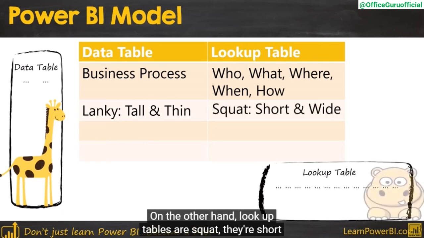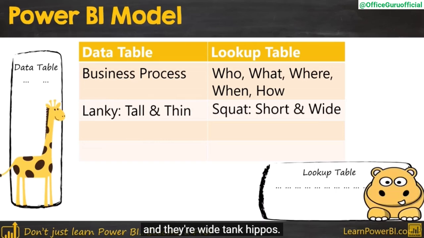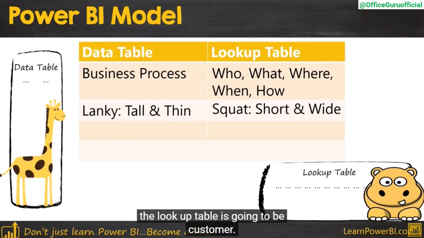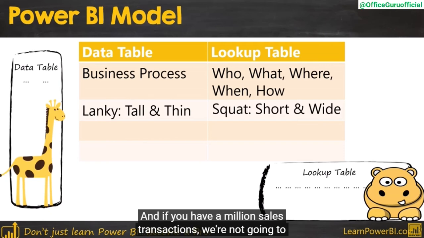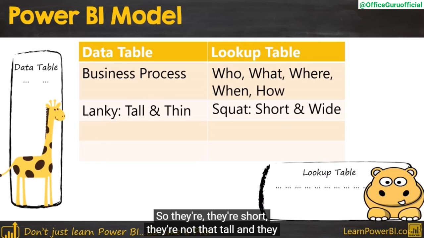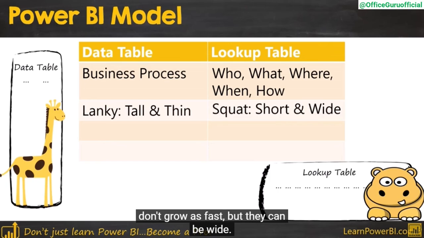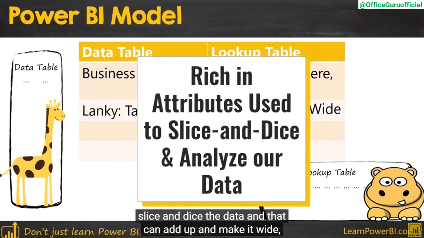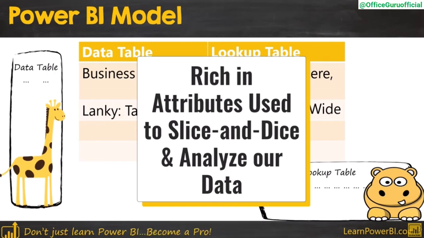On the other hand, lookup tables are squat. They're short and they're wide. Think hippos. All right. So imagine a data table with, if it's sales, the lookup table is going to be customer. And if you have 1 million sales transactions, we're not going to have 1 million customers or 1 million products, right? I mean, I don't know, maybe we'll have a few thousand customers and a few hundred products. So they're short. They're not that tall, and they don't grow as fast. But they can be wide. They're rich in these attributes, which we can use to slice and dice the data, and that can add up and make it wide, right? So it can have a lot of columns.